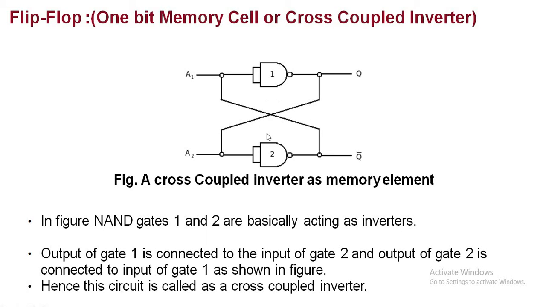But the connection is like this. Output of gate 1 is given as an input to gate 2. Likewise, output of gate 2 is given as an input to gate 1. That's why it is called a cross-coupled inverter.